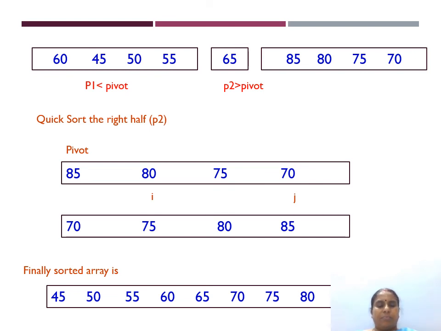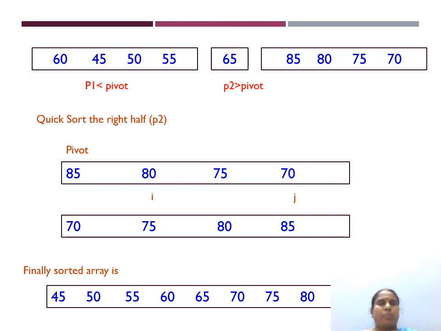When we see the summary of this quicksort, how it works: a given set of elements which is not in sorted order, we have to arrange in ascending order. For that, one element should be chosen as a pivot. Once the element is chosen as a pivot, then we take two pointers. One is the pointer i on the left hand side and the pointer j on the right hand side. The i pointer always moves from left to right and the j pointer always moves from right to left.